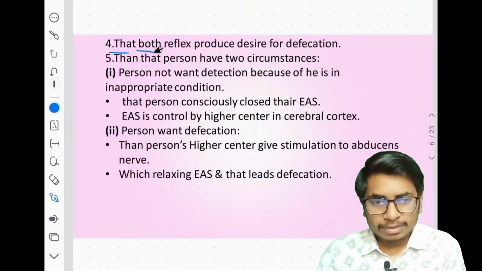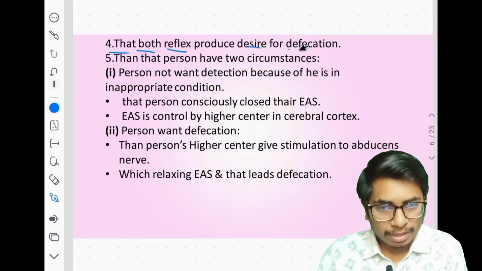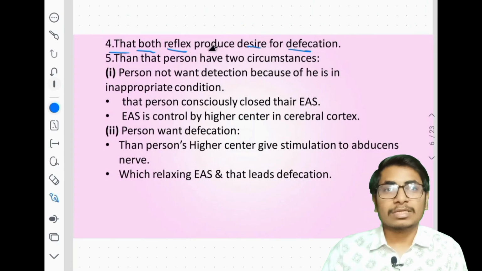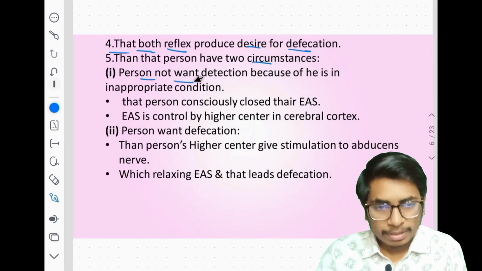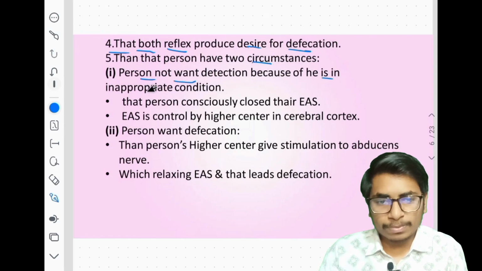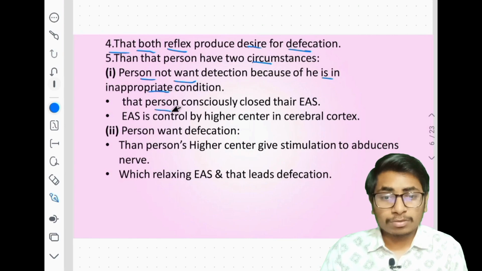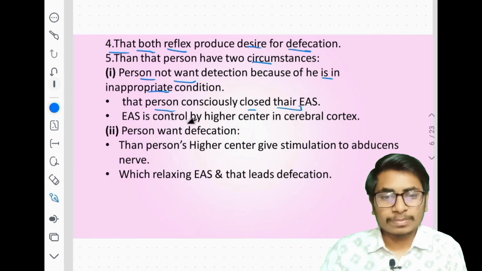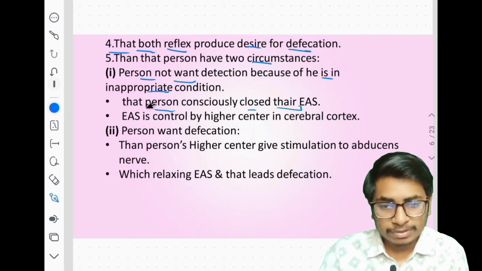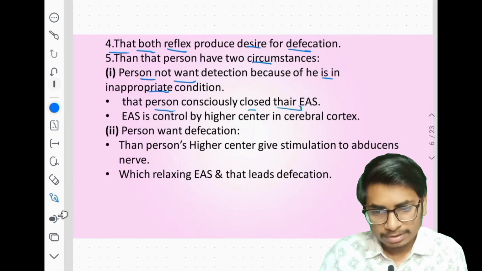That both reflexes produce the desire for defecation. At that time the person has two circumstances. First, the person does not want to defecate because he is in an inappropriate condition. That person consciously closes their external anal sphincter. The external anal sphincter is controlled by the higher center, which is present in the cerebral cortex.